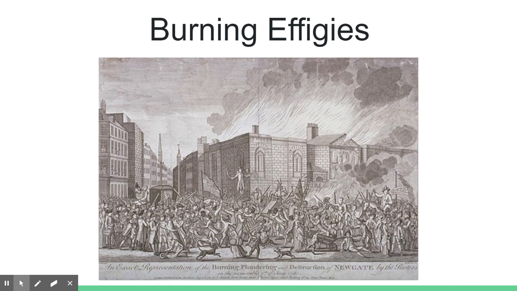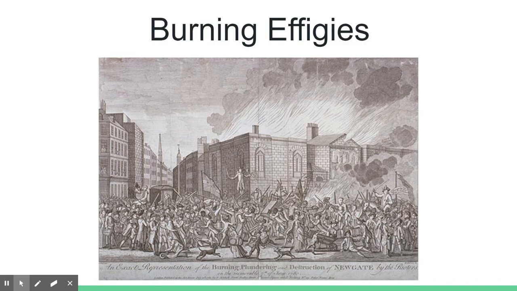The other thing that they used is burning effigies. Basically, they would burn something that looked like a Tory or looked like a tax collector. It would have Tory or tax collector written on it, and they would burn it just as a protest, or as kind of a warning, really, to them.